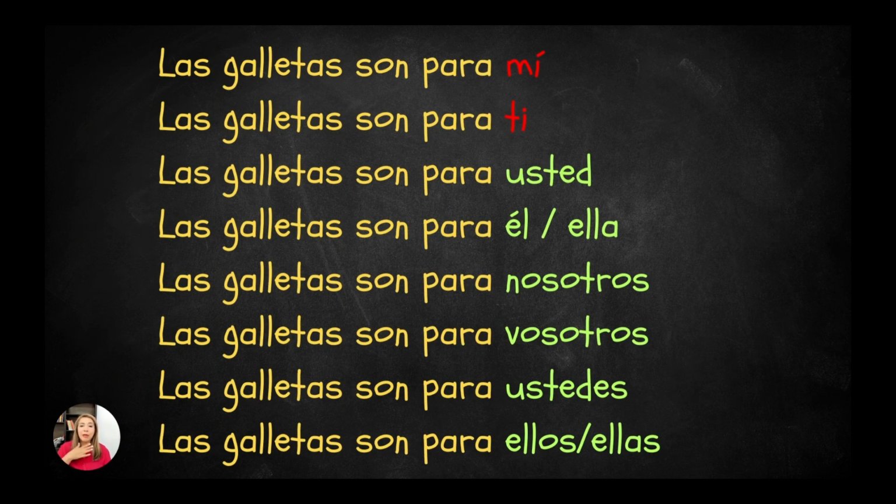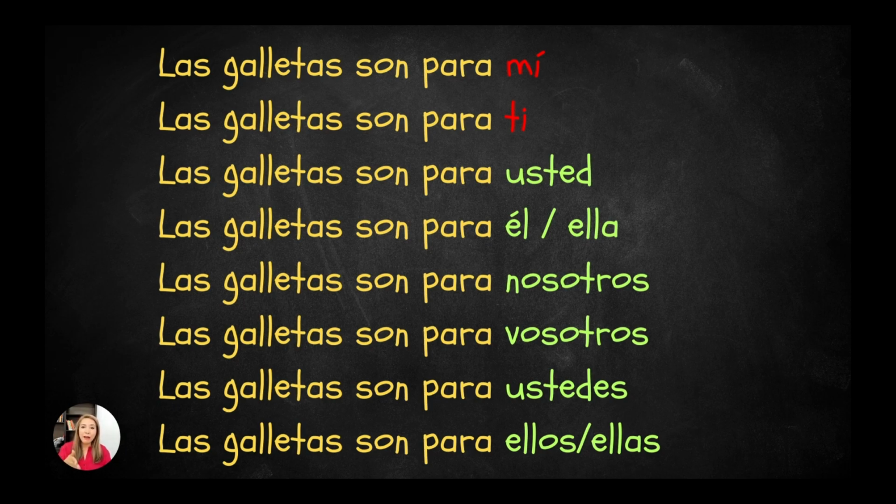Las galletas son para mí. The cookies are for me. I'm not saying las galletas son para yo. I'm saying las galletas son para mí. That mí has an accent. It has an accent because it means for me. Without that accent, it would mean my. So make sure that you put an accent, okay? And las galletas son para ti. The cookies are for you, para ti.